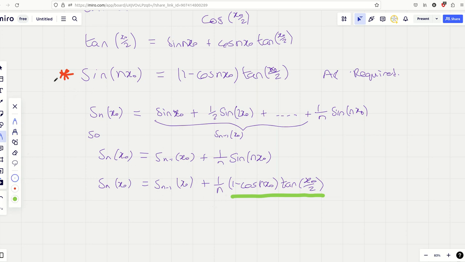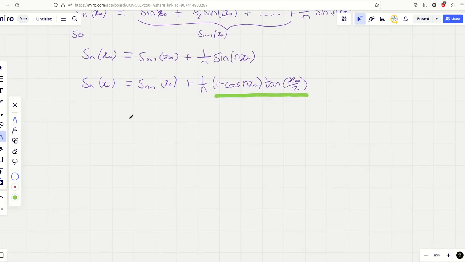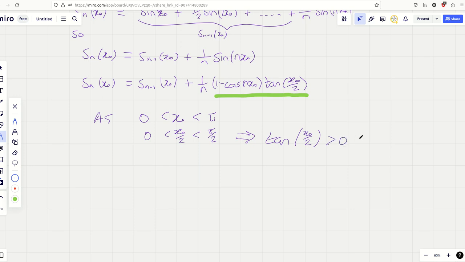Okay, that's not too hard actually, because if you just think of your trig, we know as 0 is less than x0, which is less than pi, well then, let's not use less than or equal to, x0 over 2 is going to be less than pi over 2, and so straight away I can see why the tan term, I apologise, I need to get better at the graphics tablet. Okay, so if this is true, then tan is definitely positive from 0 to 90, and so I can say that's greater than 0.